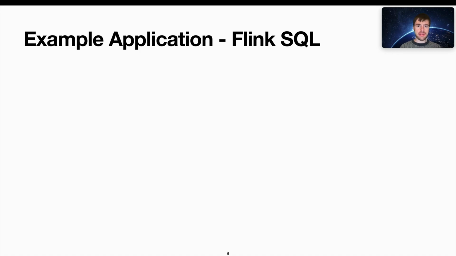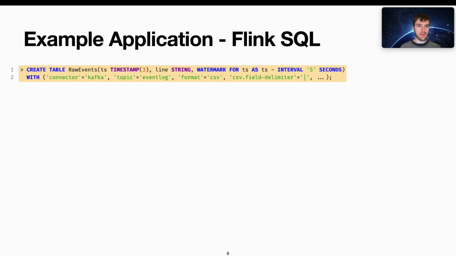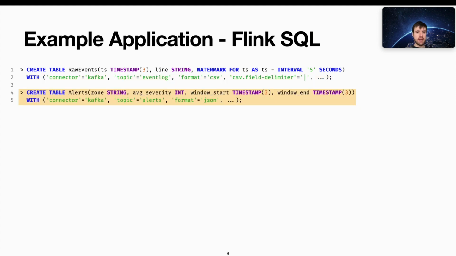We can implement this in Flink SQL by first defining our input table of raw events, where each event has a timestamp, a line containing the event data, and a watermark that lets Flink handle late arriving events. And then we specify how to ingest this data. For our output alerts, each alert has a zone, an average severity, and a window start and end that marks the range for which this alert is valid.